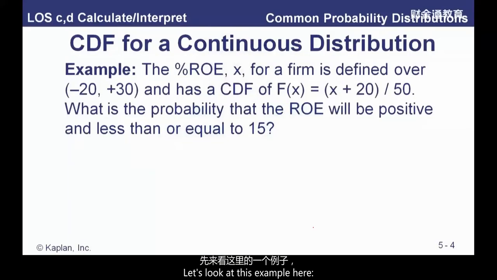Let's look at this example here. We've got a percentage return on equity, and we'll call that X for a firm that's defined over the range minus 20% to plus 30%. It has a cumulative distribution function, and we define this as X plus 20 over 50. What is the probability that the ROE will be positive and less than or equal to 15? So what we're doing here, we're going to use this cumulative distribution function to find the probability for this interval. So greater than 0 and less than or equal to 15.